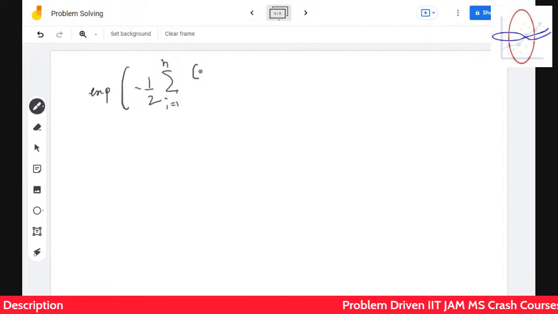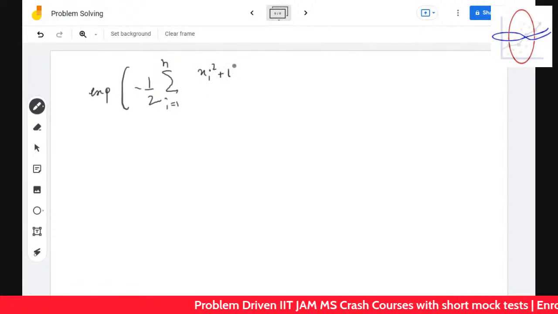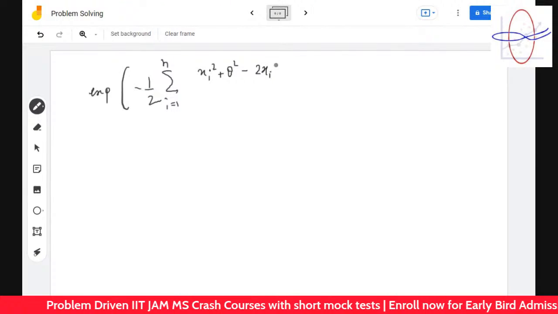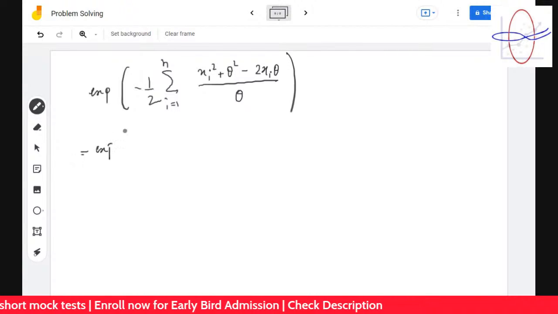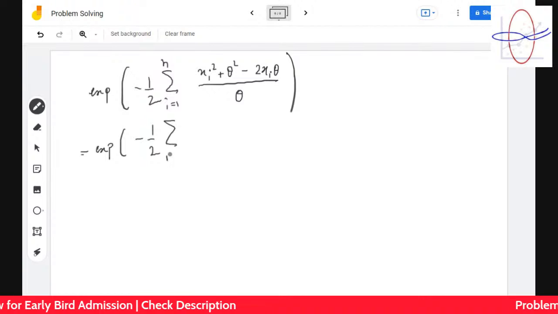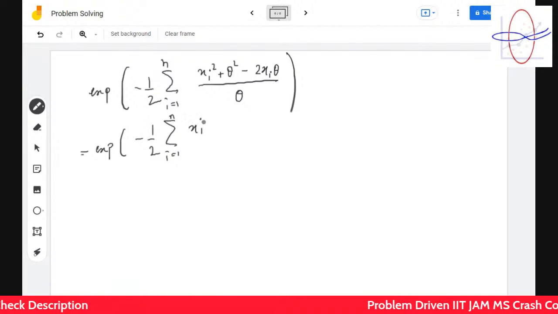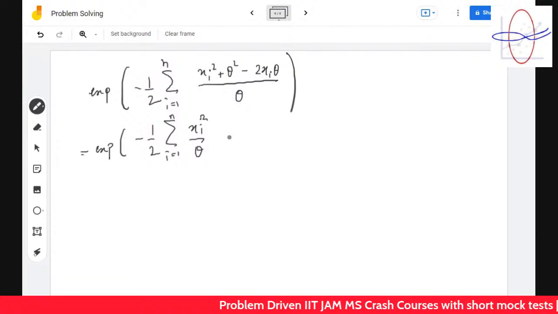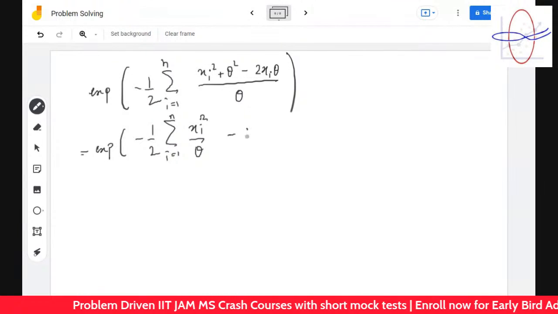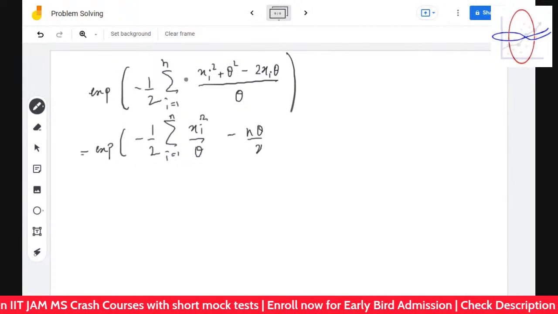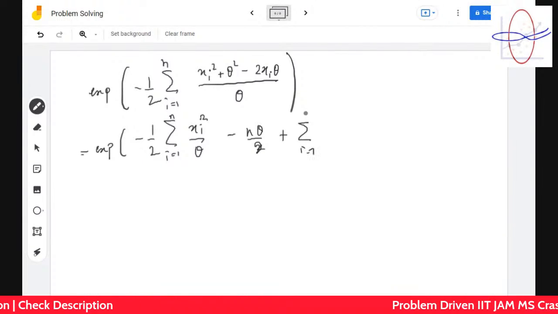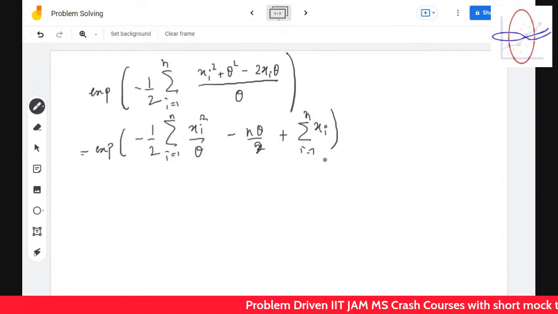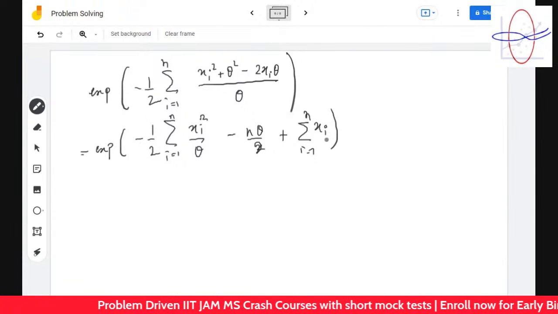If we expand it, it's xi square plus theta square minus twice xi theta, by theta. Simple. And if you write it down, you get exponential of minus half summation 1 to n xi square by theta, minus n theta by 2. So theta is cancelled and there is n, so n theta by 2. And here you're getting plus summation 1 to n xi. So you see that this is a constant term in xi.